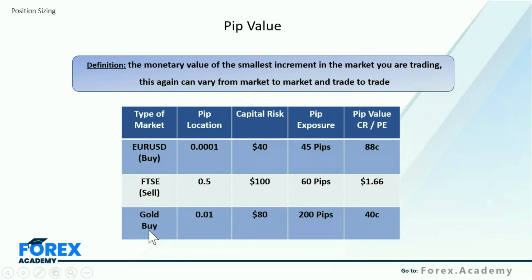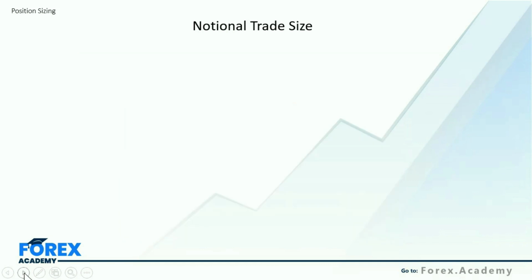And the final example there is the gold market, the pip location 0.01. This time we assign an $80 risk to that trade. We understand that our pip exposure is 200 pips from our entry and exit price, and we simply take $80 and we divide it by 200, and it tells us that our pip value for this trade is 40 cents. So that's all very, very useful information when it comes to position sizing.